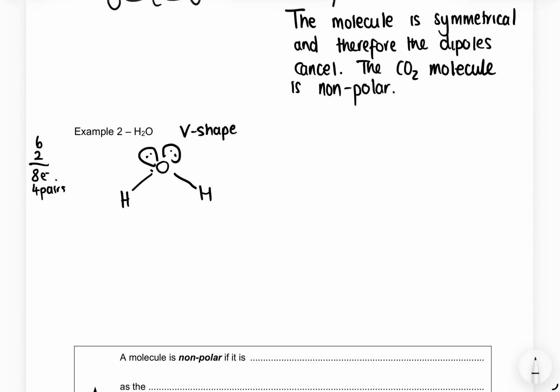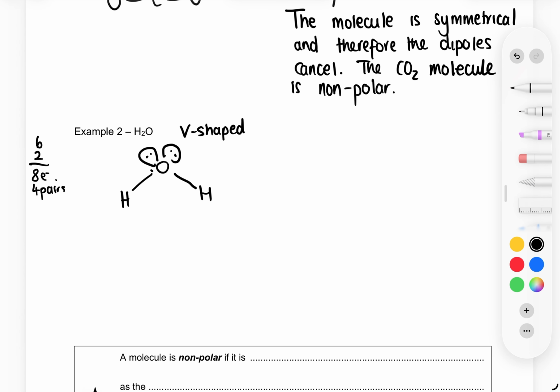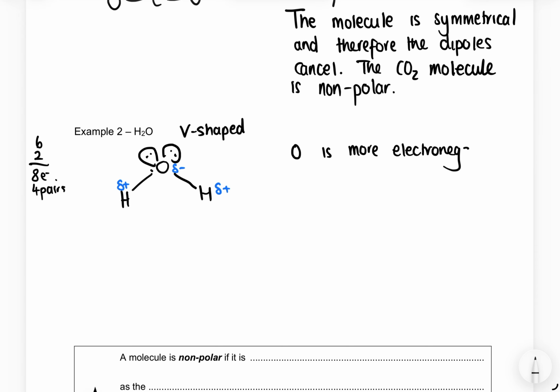Now this shape is not fully symmetrical. It looks like it has a plane of symmetry, but it's in 3-dimensional space. Oxygen is more electronegative than hydrogen, so we do have polar bonds. So oxygen is more electronegative than hydrogen, so OH bonds are polar. So there are polar bonds.